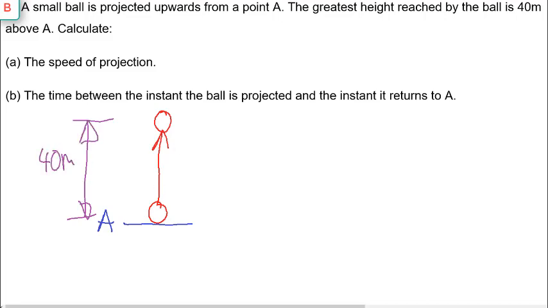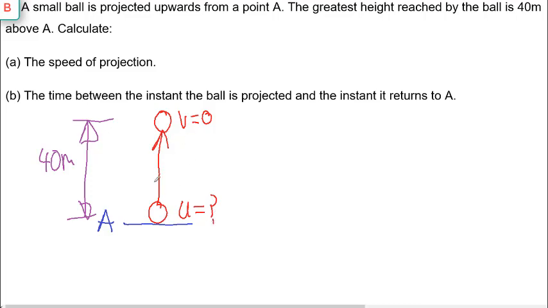So what we're going to do is start by listing everything that we have. We know that when the ball reaches the top, it's going to stop for a second. So we know the final speed is 0. The initial speed is what we're looking for, the speed of projection. What was it projected with?